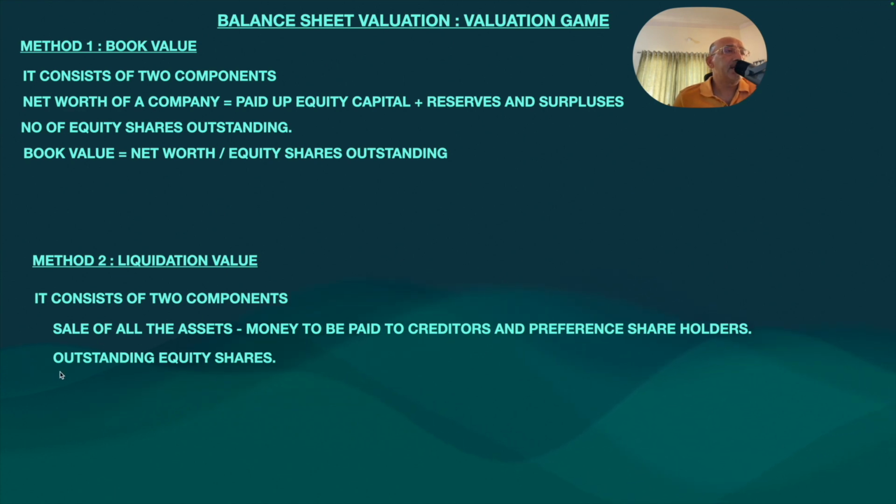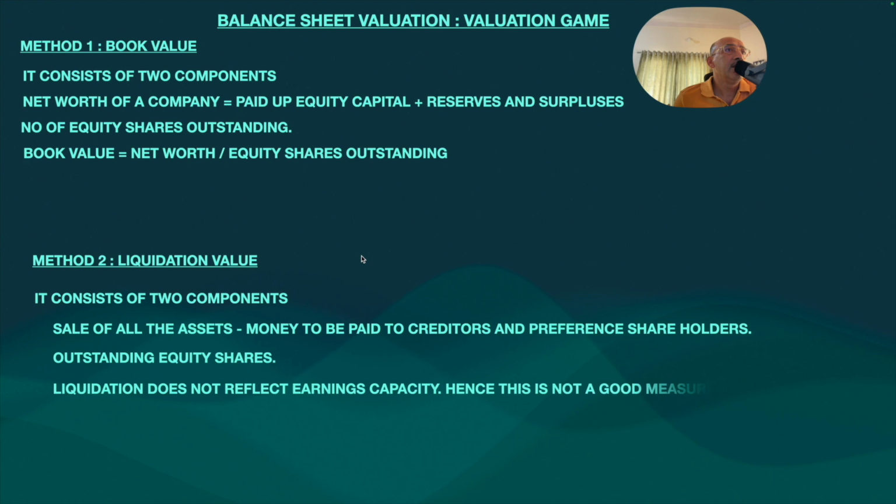And there is another point we have to understand, which is the number of equity shares outstanding. After you sell the asset, less the money paid to creditors and preference shareholders, whatever is left, when divided by the outstanding equity shares, will give you the liquidation value of a company. See, liquidation actually does not reflect earnings. We should understand, when we are trying to purchase a stock, we are not trying to purchase a stock which is already at this liquidation stage.